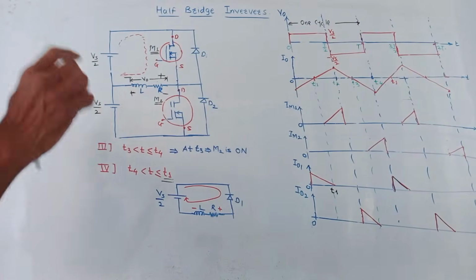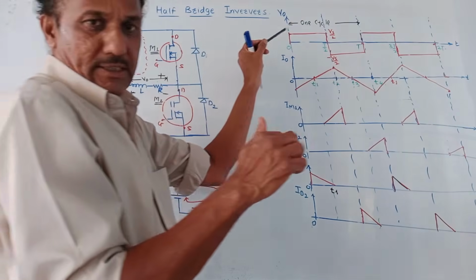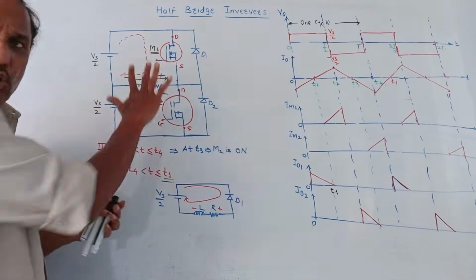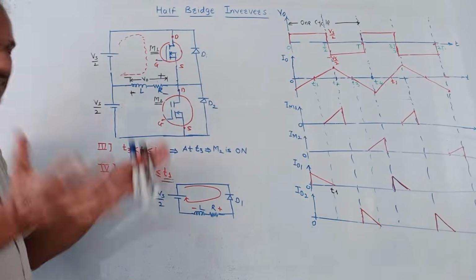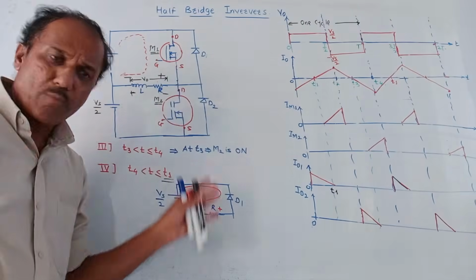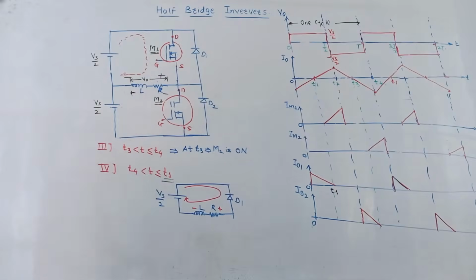So this is about the RL load as far as half bridge inverters are concerned. Now we discussed the operation related to MOSFET. If the question is related to IGBT, same as the earlier case, only this symbol will change. Instead of MOSFET, we will be using IGBT. The remaining explanation and waveforms will be as they are.